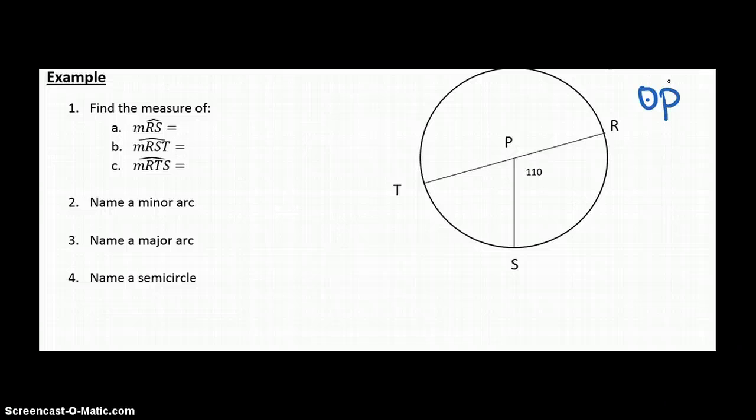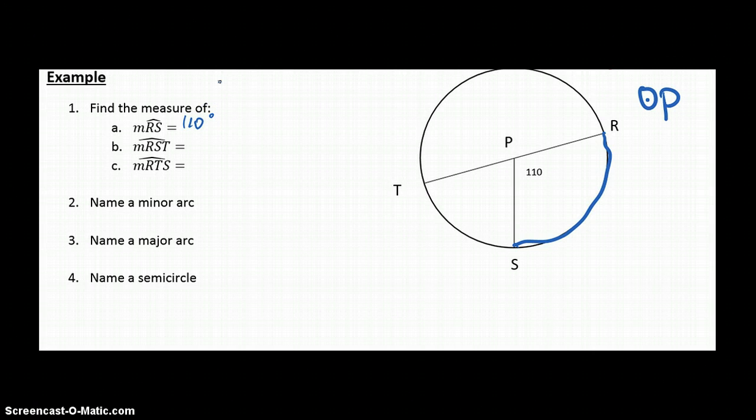So 1A says find the measure of arc RS. So I'm going to go to my circle, I'm going to put my pen on R, and I'm going to trace it all the way over to S. I'm going to notice that this arc is being intercepted by angle RPS. Angle RPS has a vertex that is in the center of the circle, so that means that this arc is the same measure as its angle. So that will be 110 degrees.